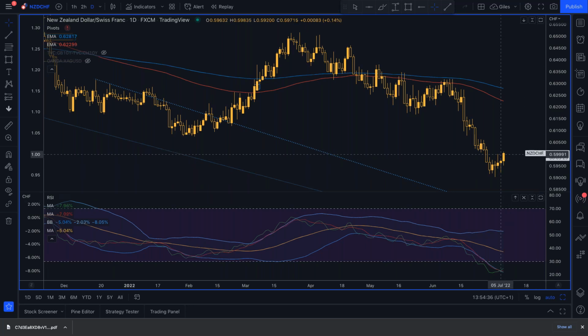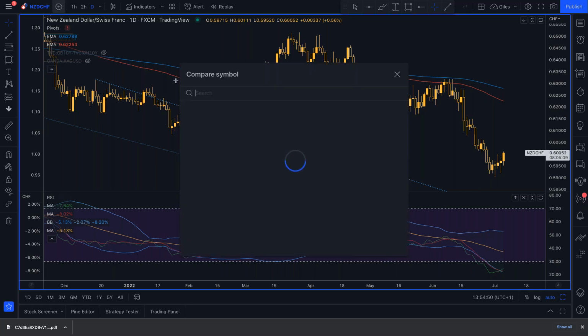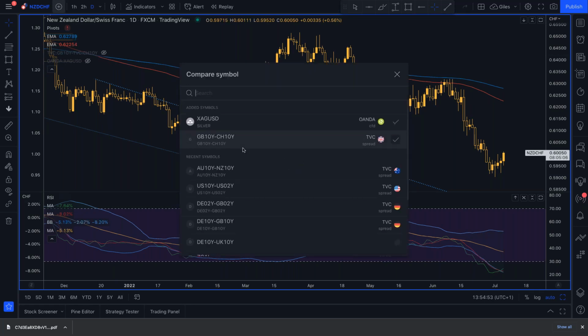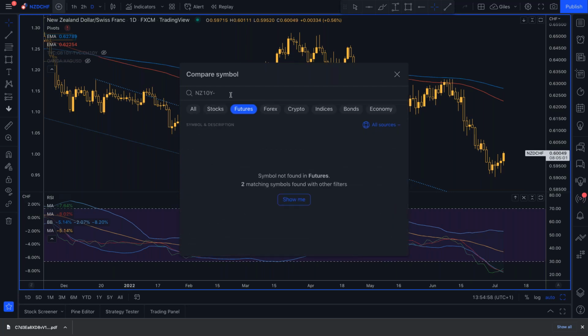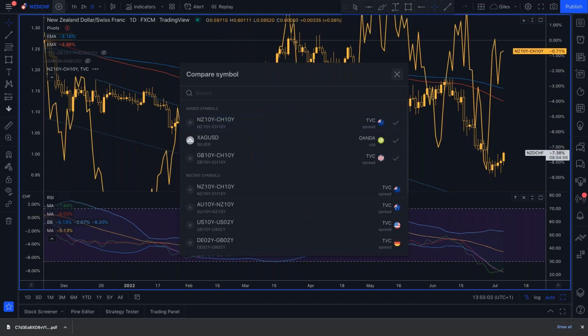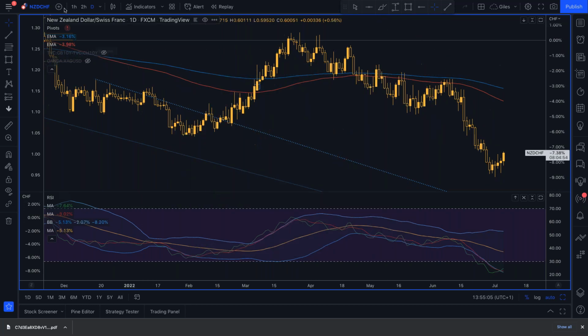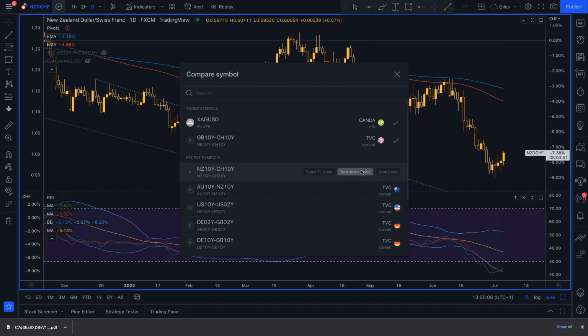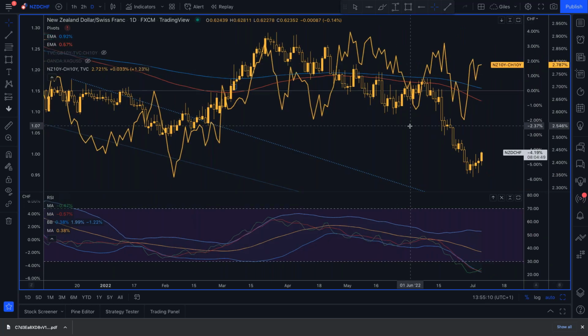Okay, so the risk of this trade fundamentally is that we have global risk-off sentiment, and that will weaken the New Zealand dollar Swiss franc pair. Also, the other risk, Ian, is that we now have an interest rate differential that favors New Zealand dollar Swiss franc downside. If you want to get a fundamental handle on a currency pair, just put in the bond yield spread, right? So here we see the bond yield spread between New Zealand 10-year and Swiss 10-year yields, right?